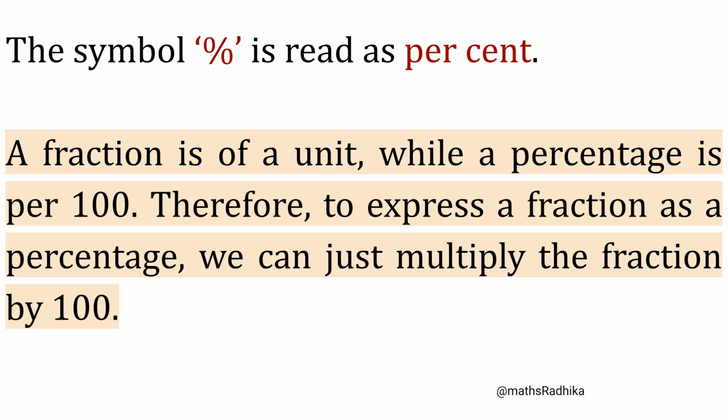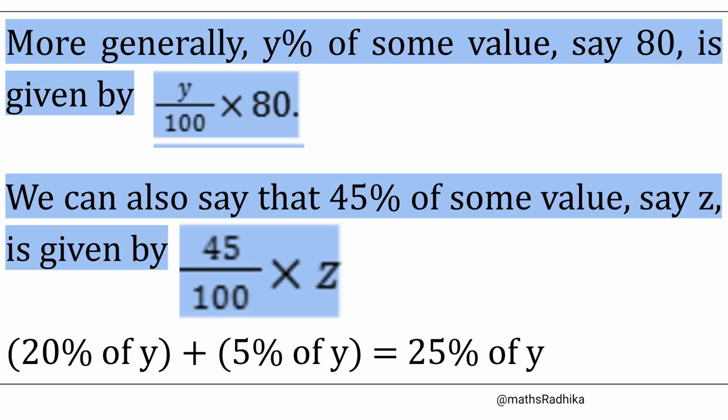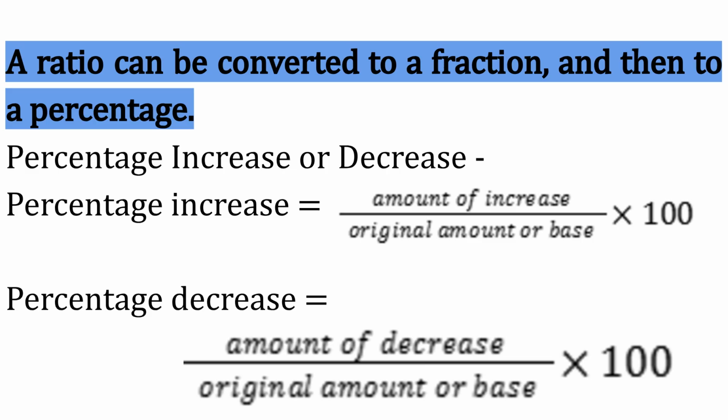A fraction is of a unit, while a percentage is per 100. Therefore, to express a fraction as a percentage, we can just multiply the fraction by 100. More generally, y% of some value, say 80, is given by y over 100 times 80. We can also say that 45% of some value, say z, is given by 45 over 100 times z. 20% of y plus 5% of y equals 25% of y. A ratio can be converted to a fraction and then to a percentage.